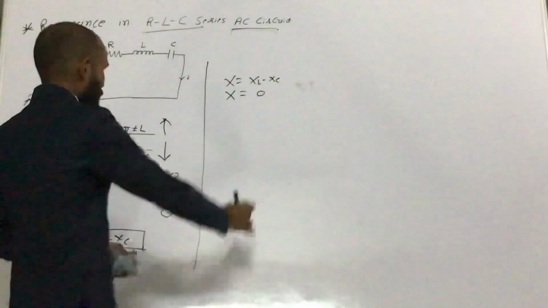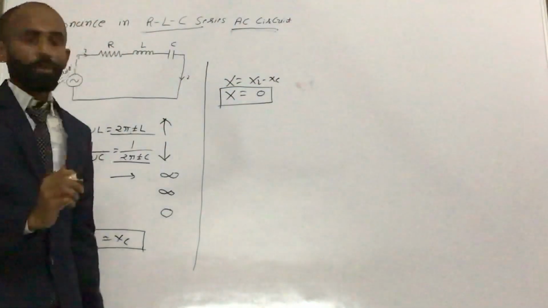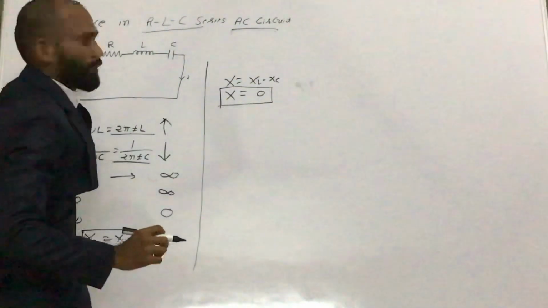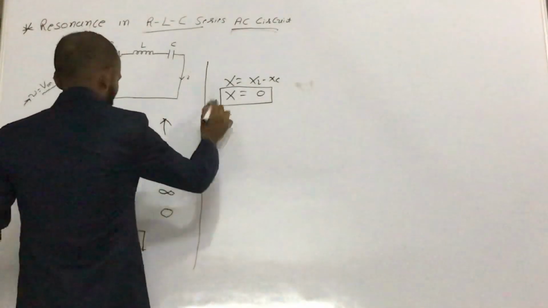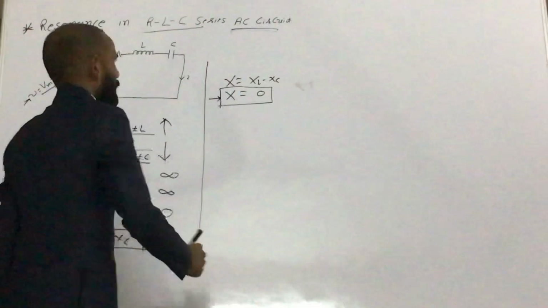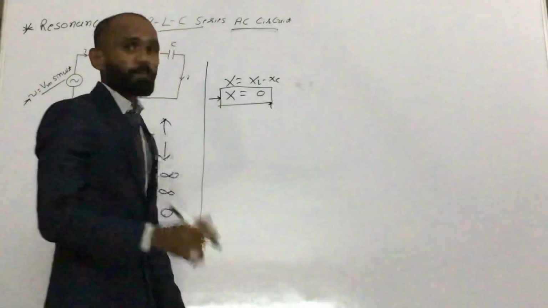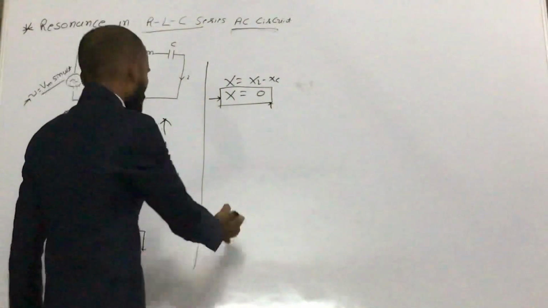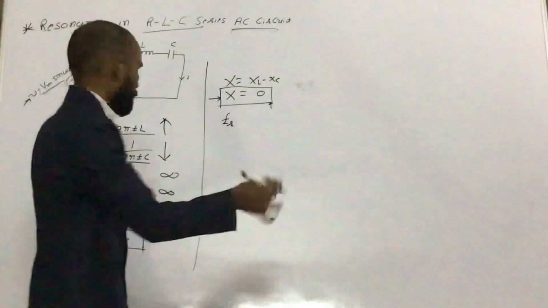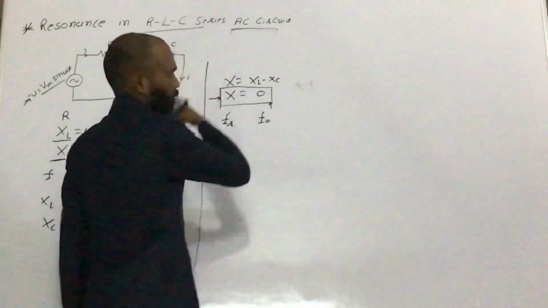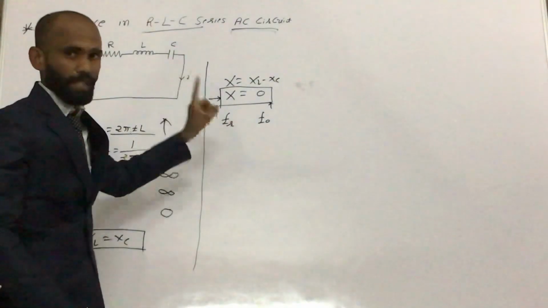The condition at which the net reactance X of the RLC series circuit becomes 0 is called resonance in RLC series AC circuit. So at resonance X is equal to 0, and the frequency at which the net reactance of the circuit becomes 0 is called the resonance frequency. We denote it by Fr, where r denotes resonance. In some books it is represented by F suffix 0 also, but here we represent it by Fr.